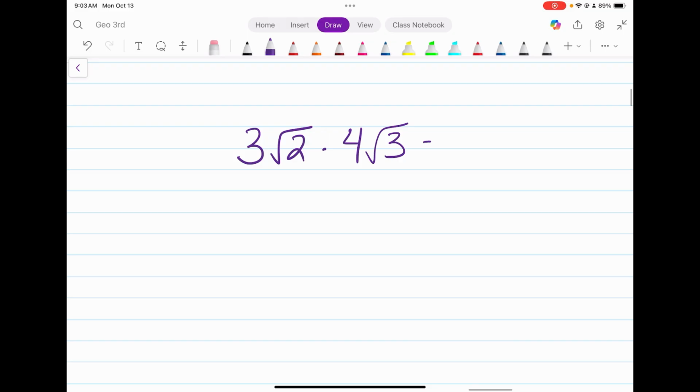Anything can be multiplied. To multiply two expressions, simply multiply the pieces that are alike. We're going to combine the like pieces, such as 3 times 4, neither have a radical. We can multiply those, gives us 12. Root 2 times root 3 gives us root 6, and we always look to simplify if at all possible.